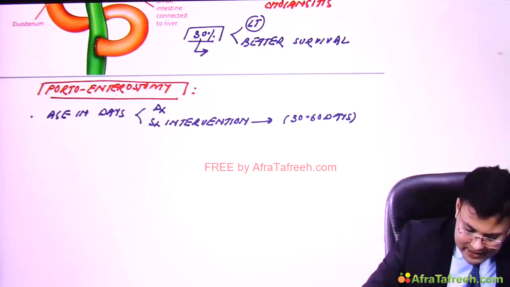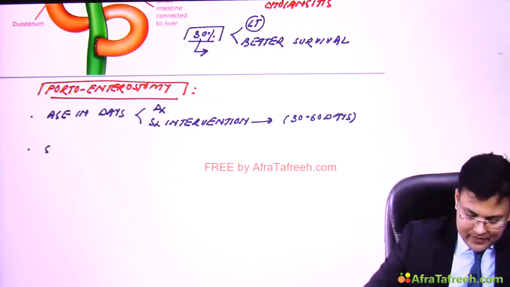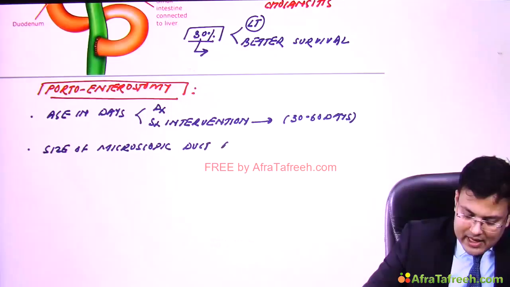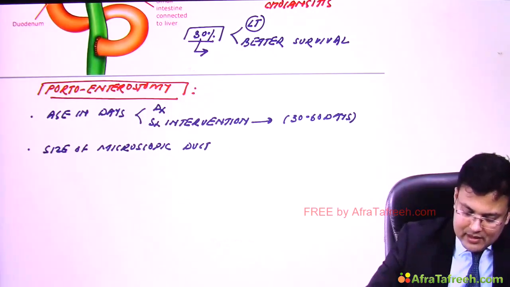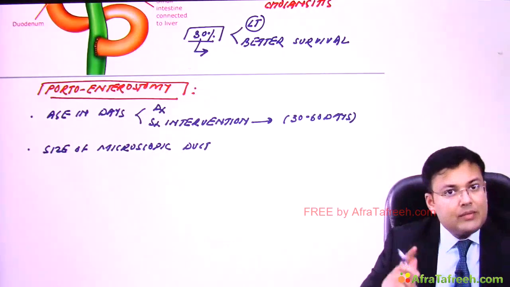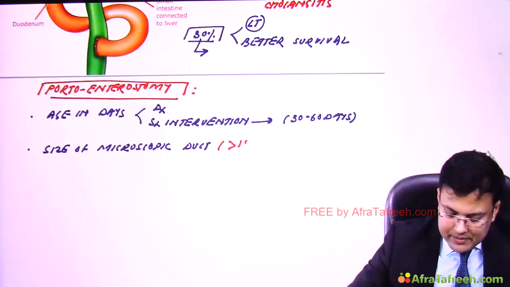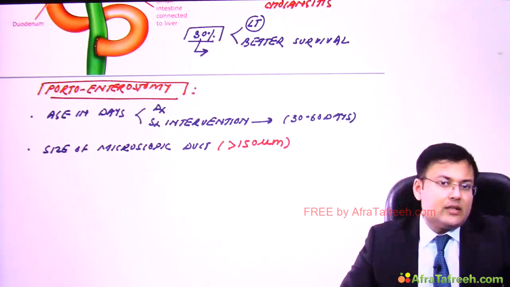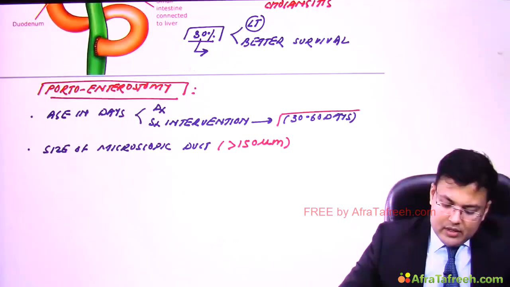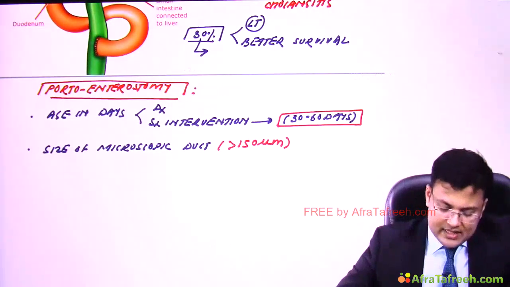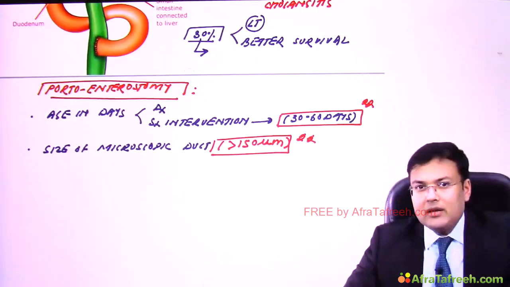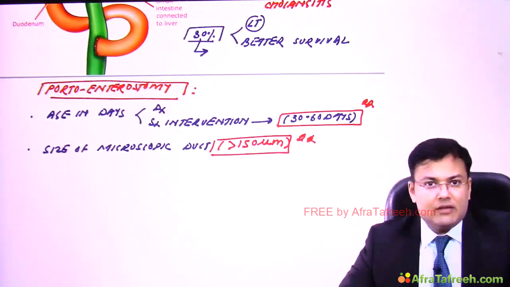Second, size of microscopic duct at porta hepatis. You have to remember this value, this was asked 2 to 3 times. If the size is more than 150 micron, it is associated with good prognosis. Surgical intervention done within 30 to 60 days, and size of microscopic duct more than 150 micron: both of these are associated with good prognosis.